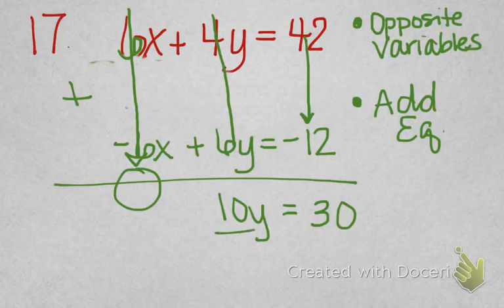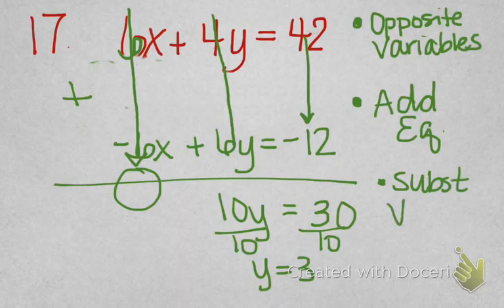To solve for y, I'm going to divide by 10. So my y value is equal to 3. Now, remember, that's part of your answer. Then you're going to substitute in your variable, and you want to make sure that you do it in one of the original equations. Since I erased one of my equations, I'm going to do it in the top red equation.